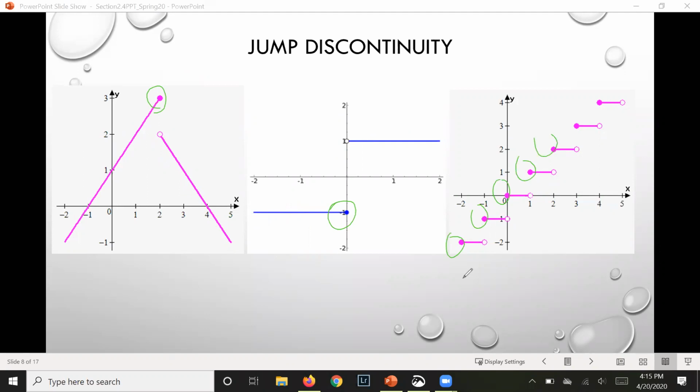So the function is defined, but the limit doesn't exist, because in each case we're getting a different limit from each side. But it does exist from each side. So we have one limit coming from this way, one limit coming from this way, one limit coming from this way, one limit coming from this way. But those two limits are different. So that's what makes this not continuous, and that's what makes it a jump discontinuity.